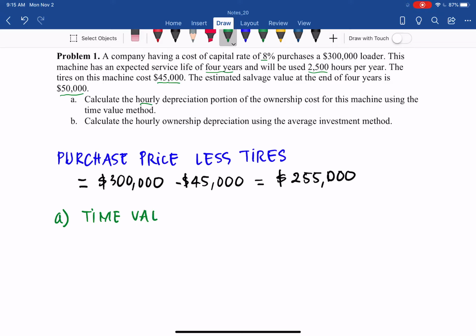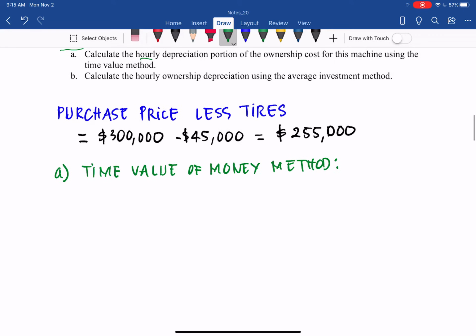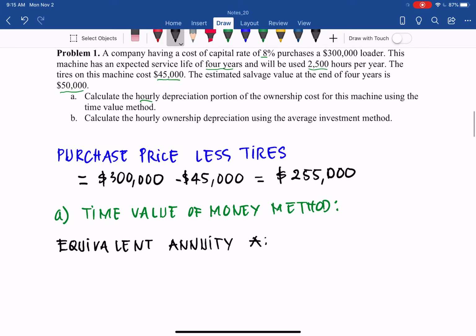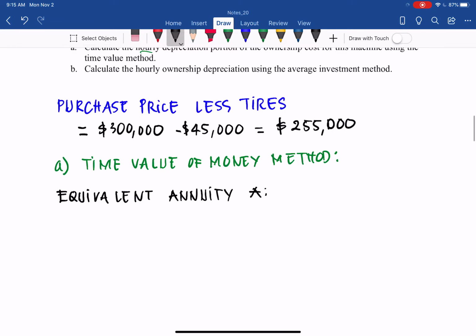With the time value of money method, we can determine the equivalent annuity A. Because they ask for hourly, we need the annual amount first, and then, since every year they use 2,500 hours, we can divide to find the hourly depreciation portion of the ownership costs for this machine.